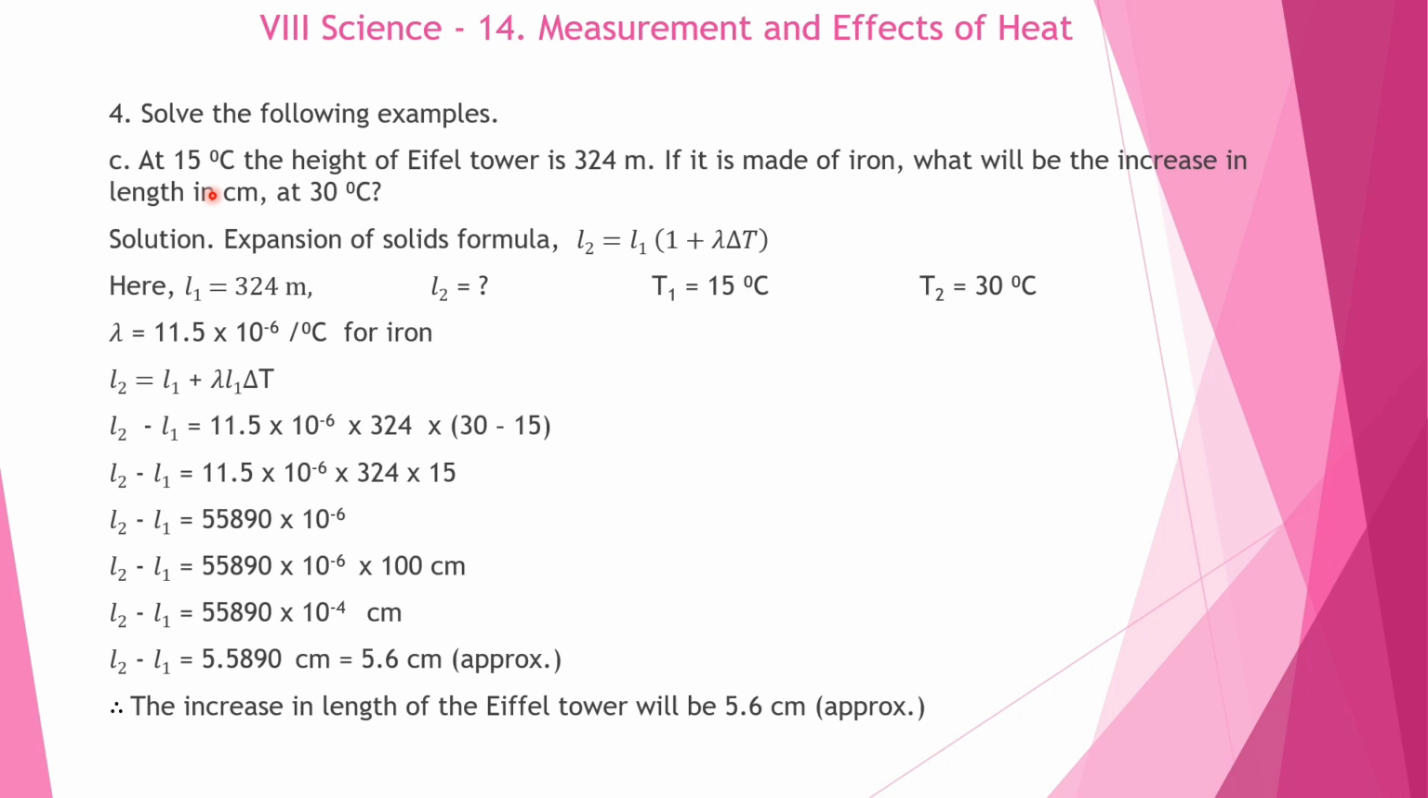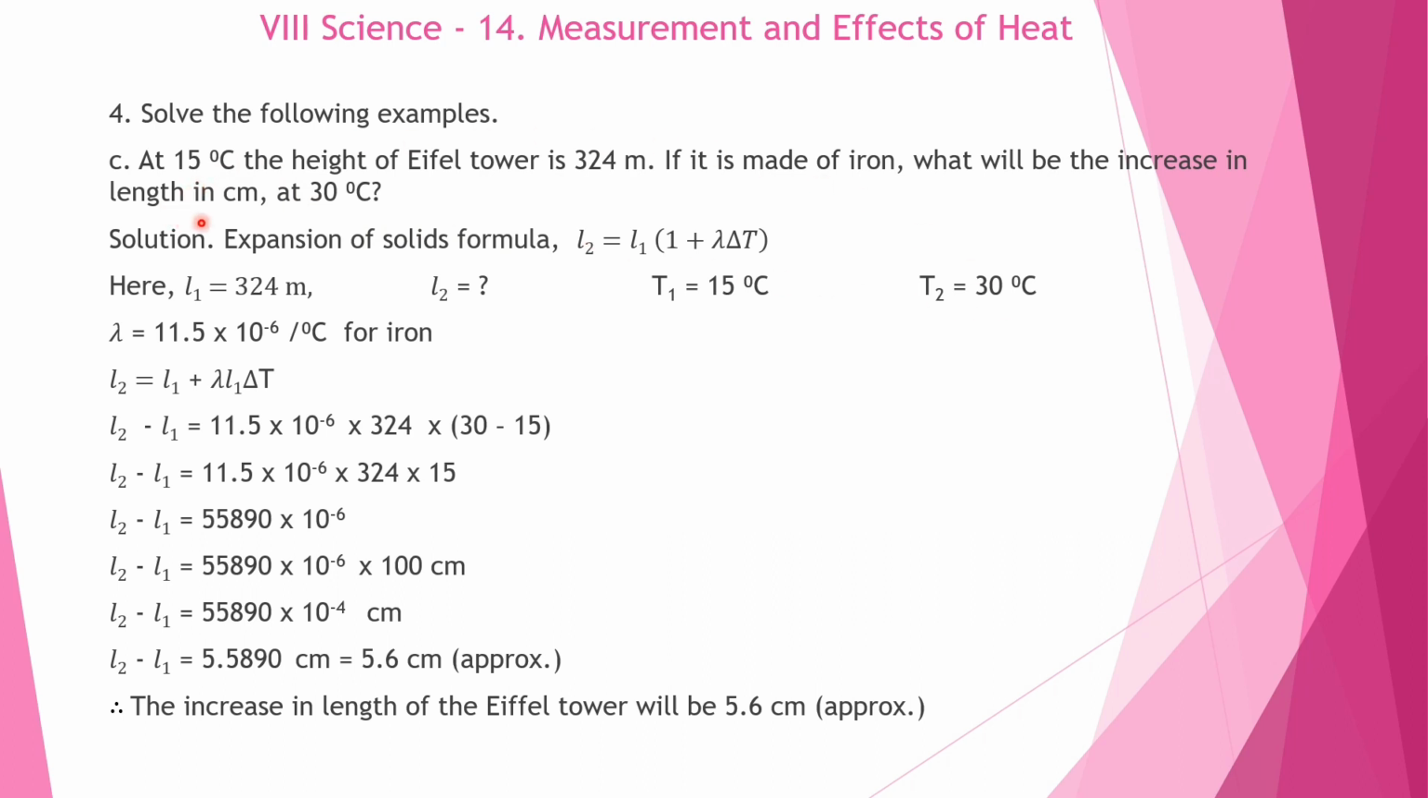At 15 degrees Celsius, so T1 is 15. See, we have written here 324 meter, height of Eiffel Tower, 324 meter. So L1 is 324 meter. If it is made of iron, we are going to write the value of lambda for iron, which is 11.5 into 10 raised to minus 6 per degree Celsius, the constant of proportionality for iron linear expansion. What will be the increase in length in centimeter at 30 degrees Celsius? Final temperature T2 is 30 degrees Celsius.